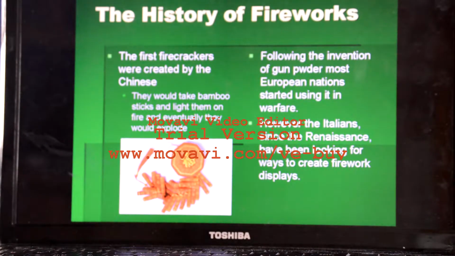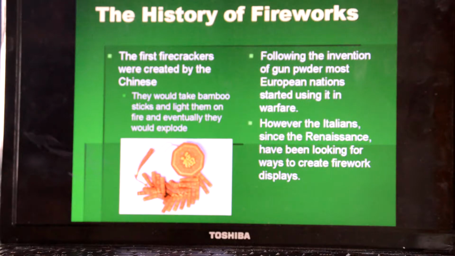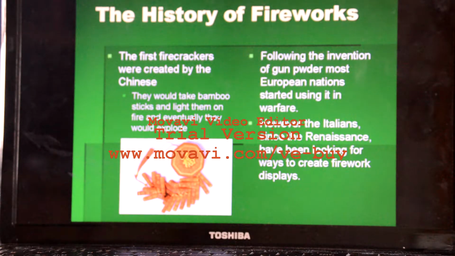The history of fireworks. The first firecrackers were created by the Chinese. They would take bamboo sticks and light them on fire, and eventually they would explode, thus giving off light or creating a firecracker. Following the invention of gunpowder, most European nations started using it in warfare, or trying to blow up people with it in wars.